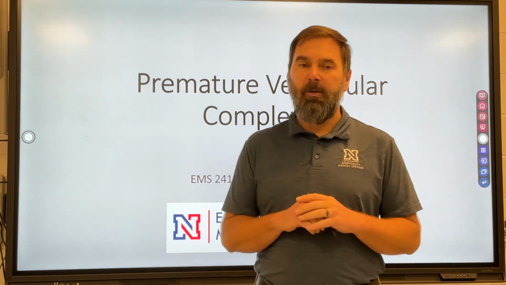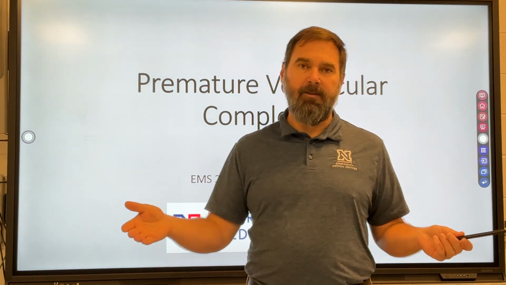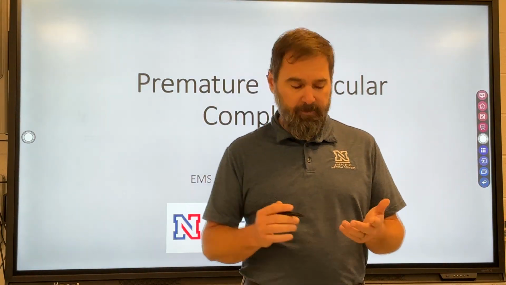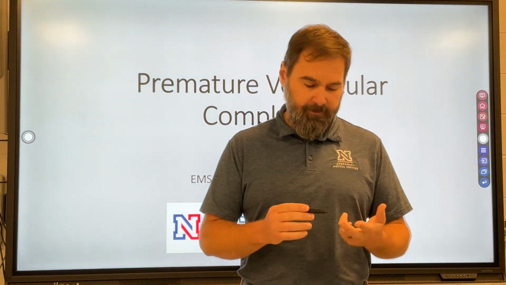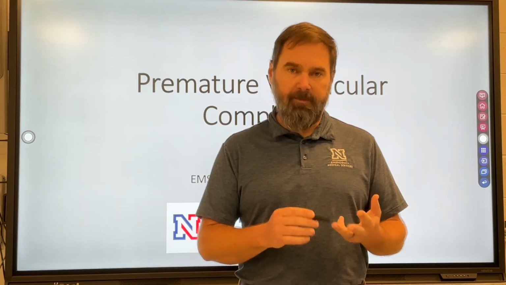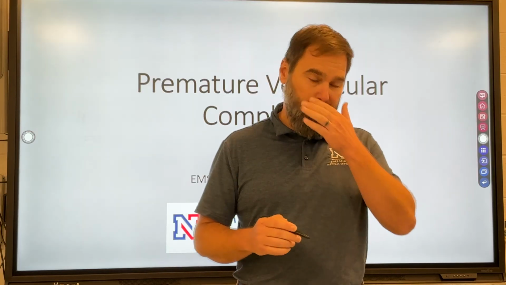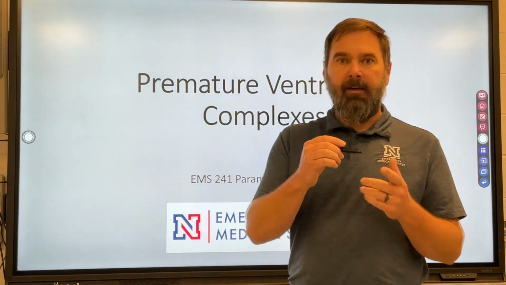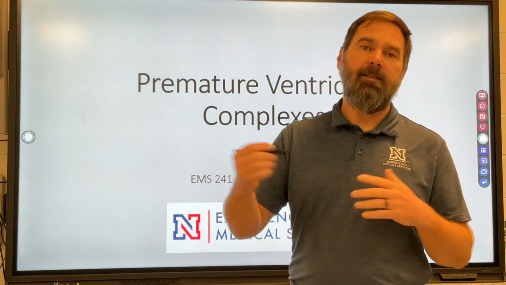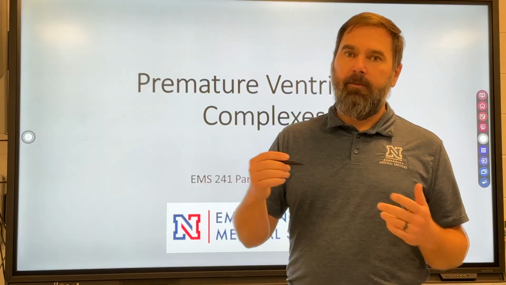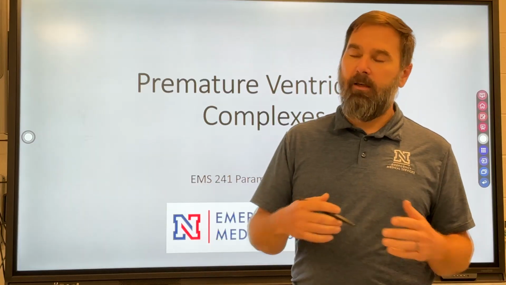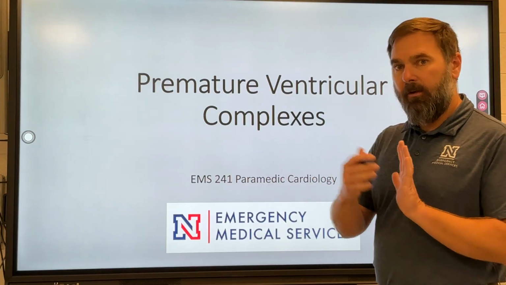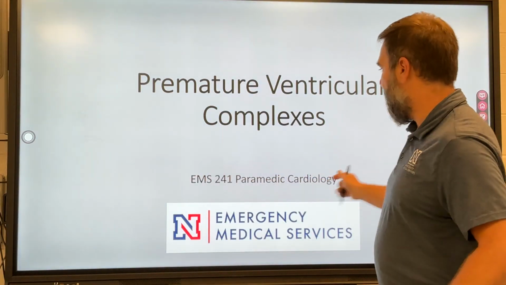So now let's move on to premature ventricular contractions. We looked at the other premature contractions. We have premature atrial contractions, premature junctional contractions, and now we have premature ventricular contractions. In all of these, they are occurring before the next expected beat. They're occurring early, before you want them to. So premature complexes are occurring before the next expected beat.